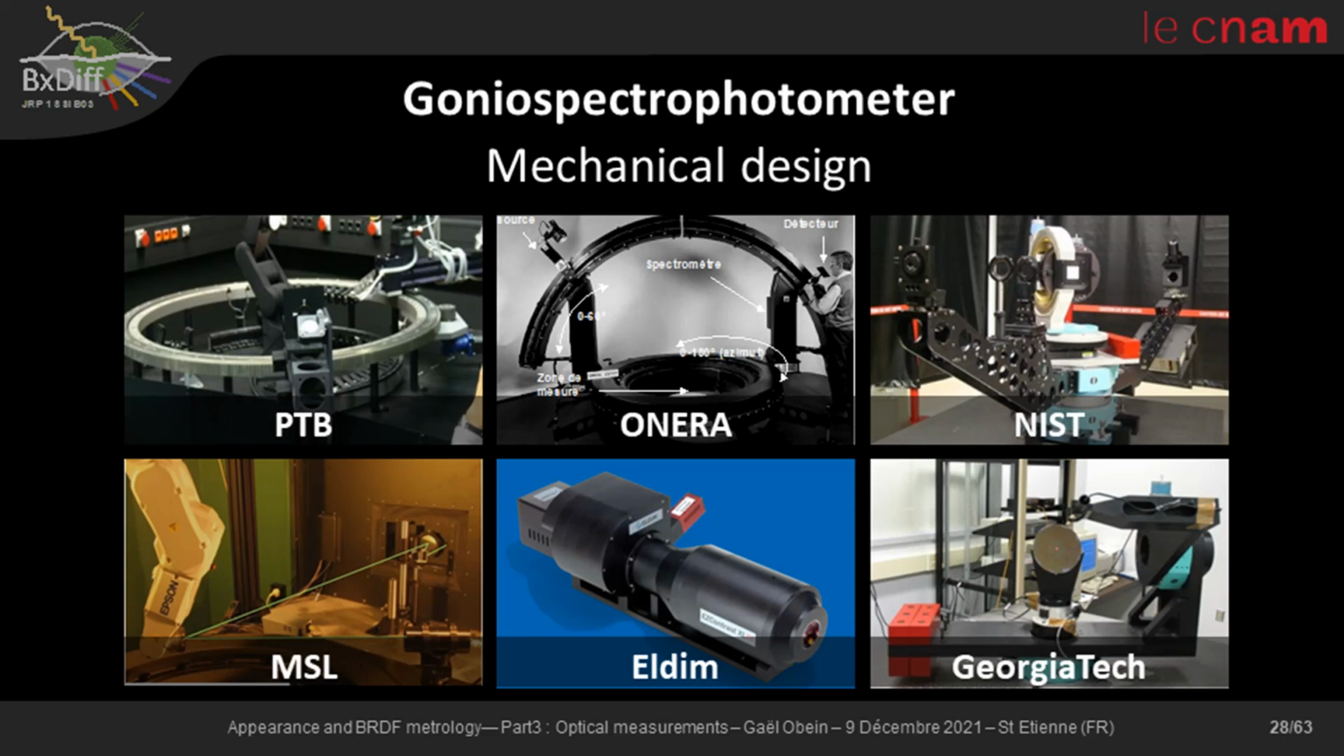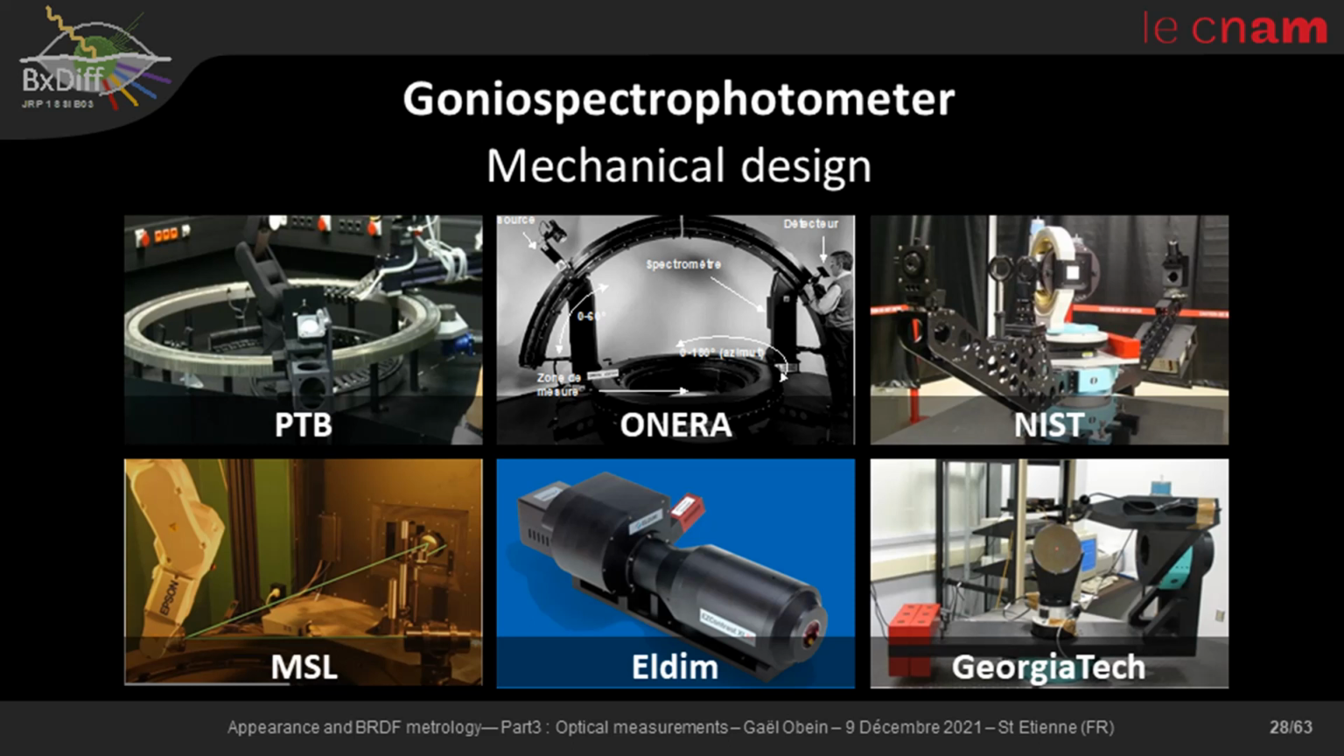First, the mechanical design. So this is 6 different gonios, for instance. They are all performing BRDF measurements, and they are all completely different. Not completely, but they are different. This one is one that is at PTB in Germany. You see the sample is fixed. We don't see it.